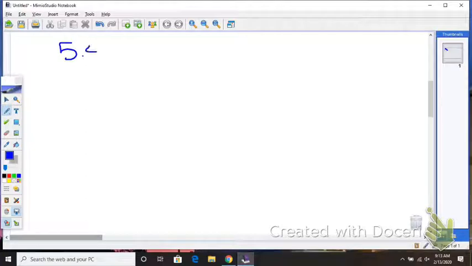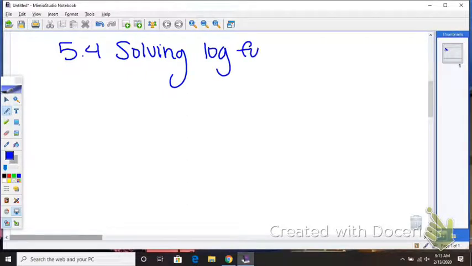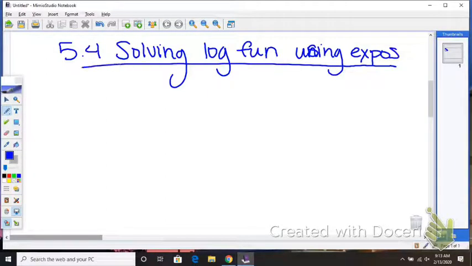Okay, this is 5.4. Solving log functions using exponentials.